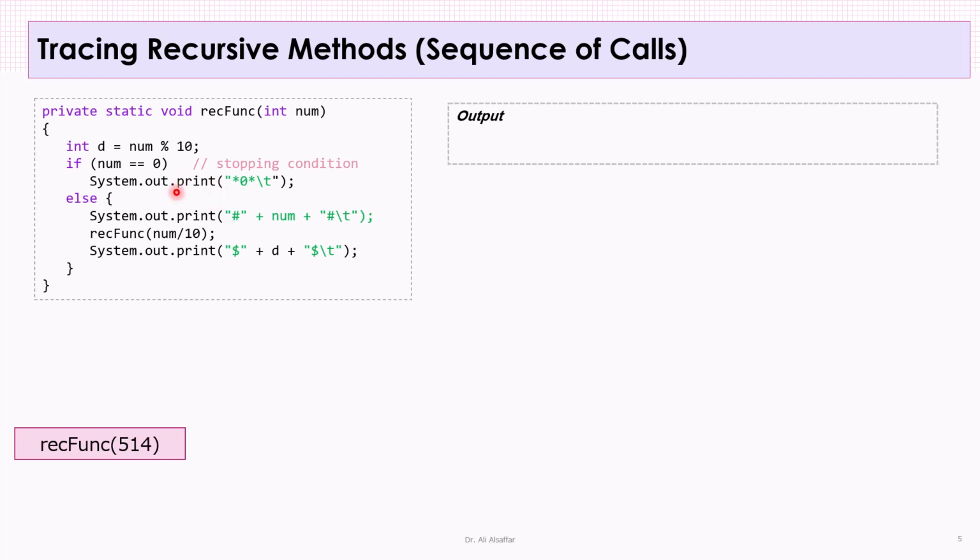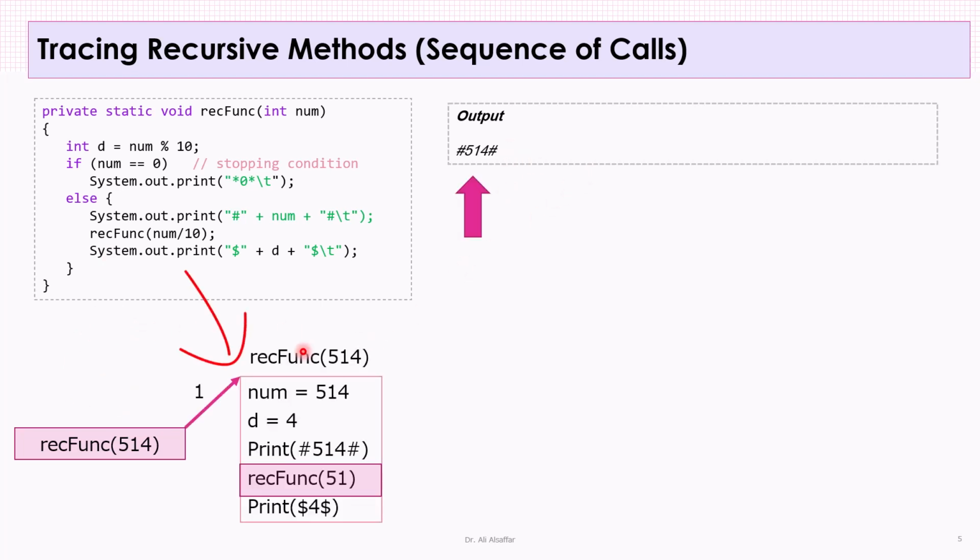For our example here, we have two variables. We have num and we have d. So before the method calls itself, we have to write down their values so that when we return back from the call, we have an idea what their values are. So if they are printed on the output screen, we don't lose track of their values. So this is our output, and we are going to trace the method with the input 514. And in every step, if there is a print statement, then its result will be shown on the output screen.